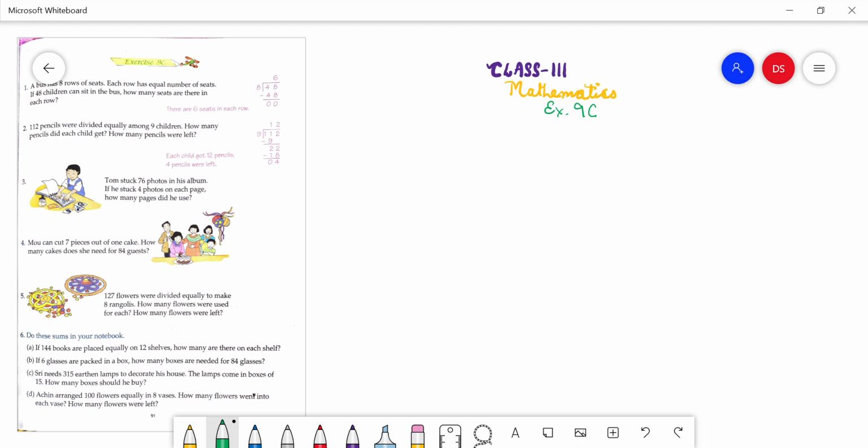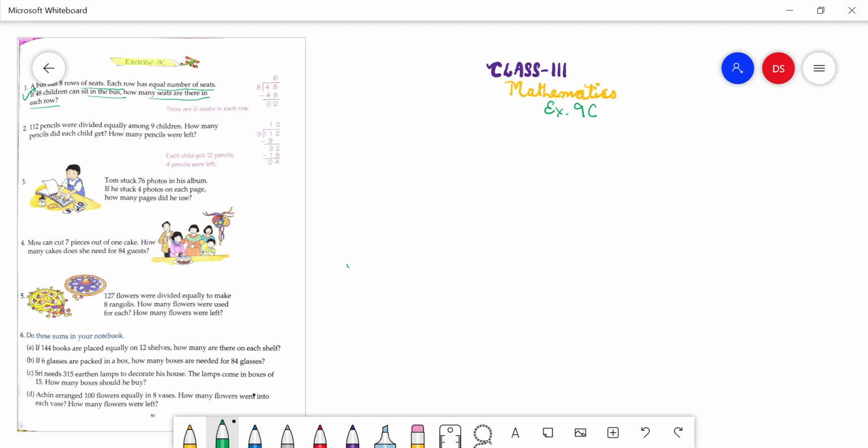Children, I have shared the PDF also on the screen. You can see here there are 6 questions. Question number 1 and 2 are already done in this exercise. I am reading the first question. The question is, a bus has 8 rows of seats. Each row has an equal number of seats. If 48 children can sit in the bus, how many seats are there in each row?